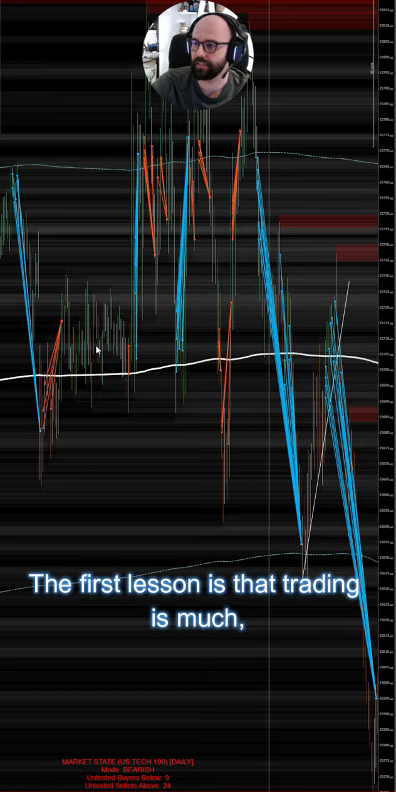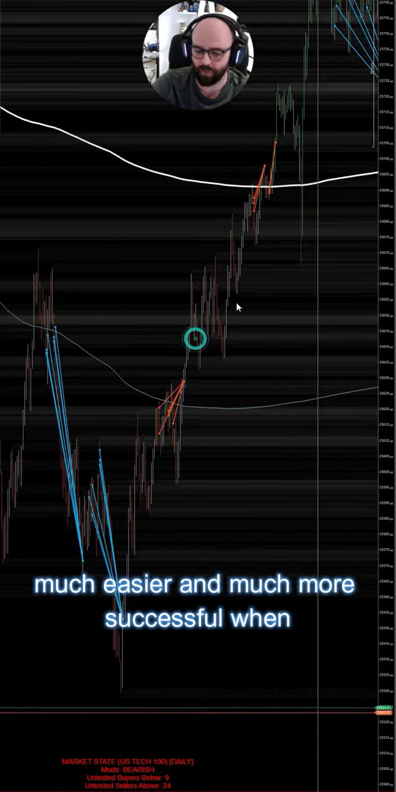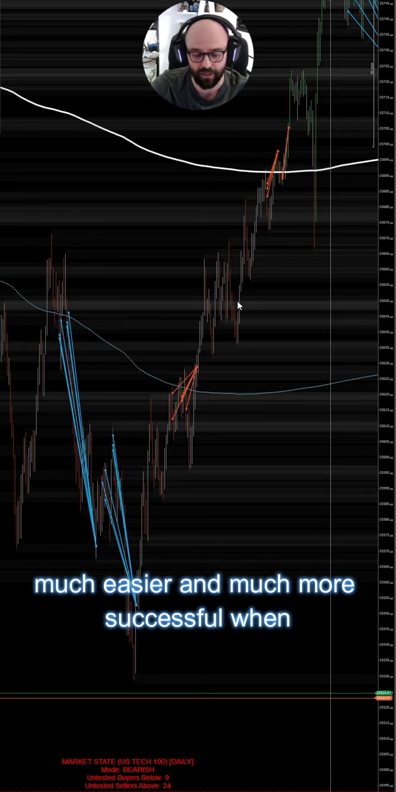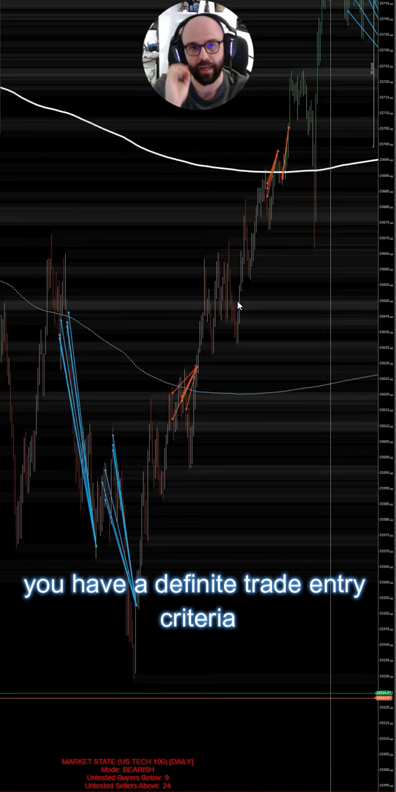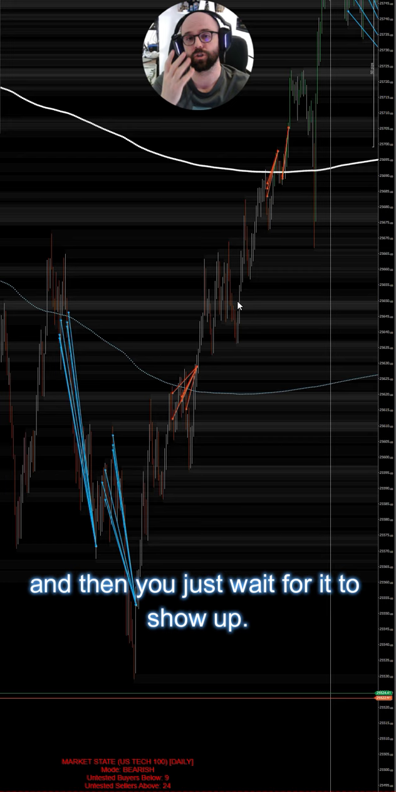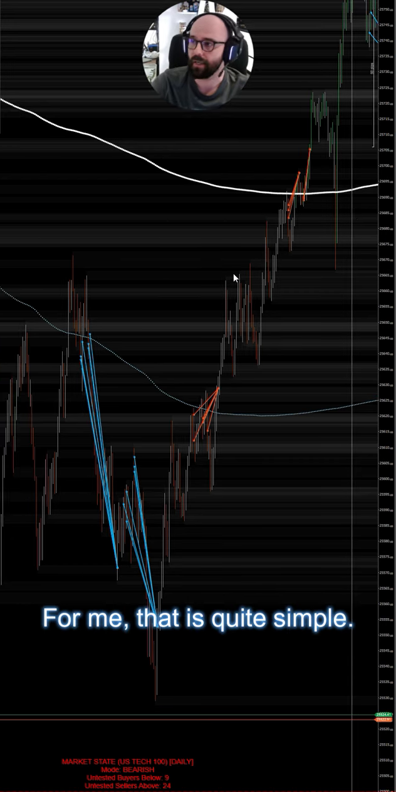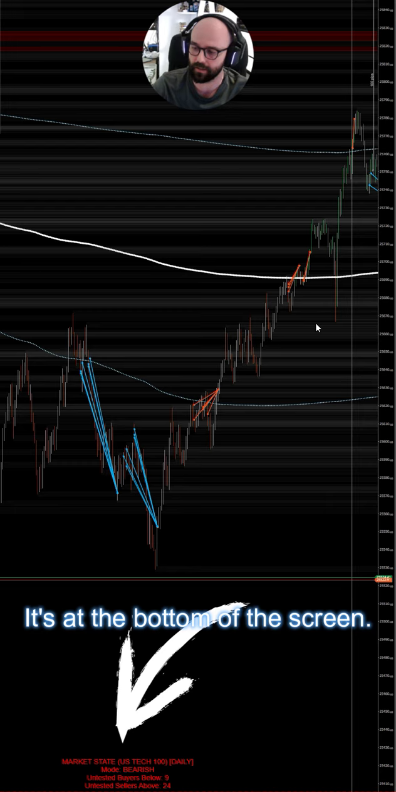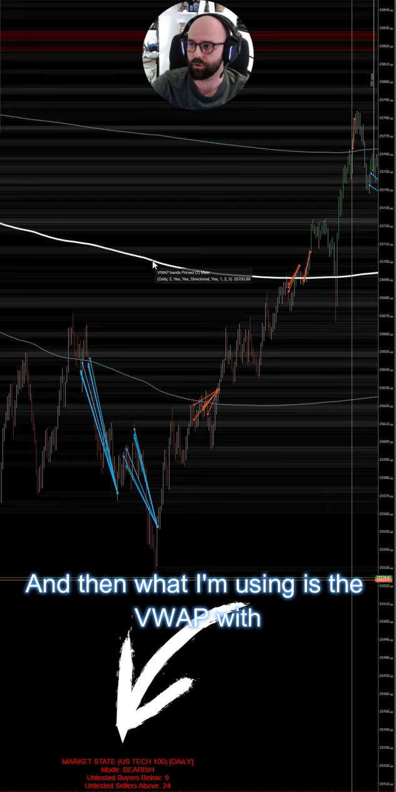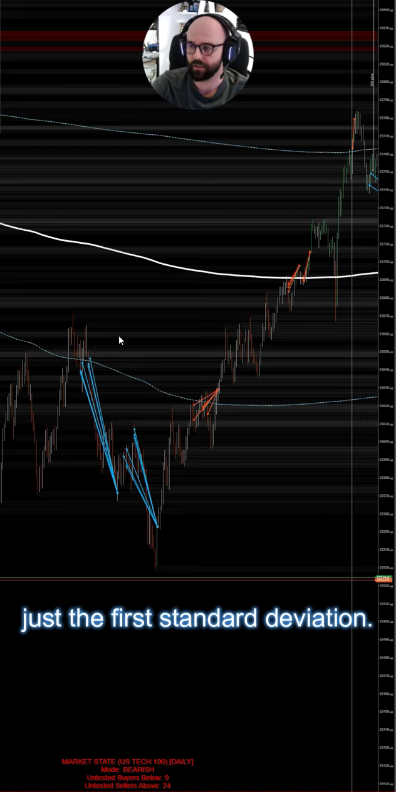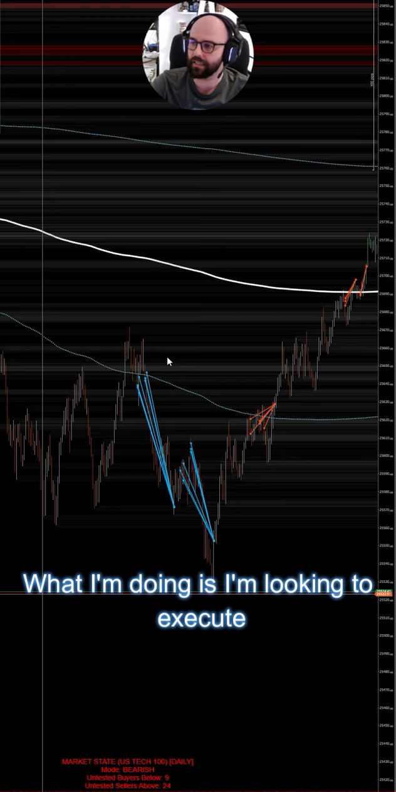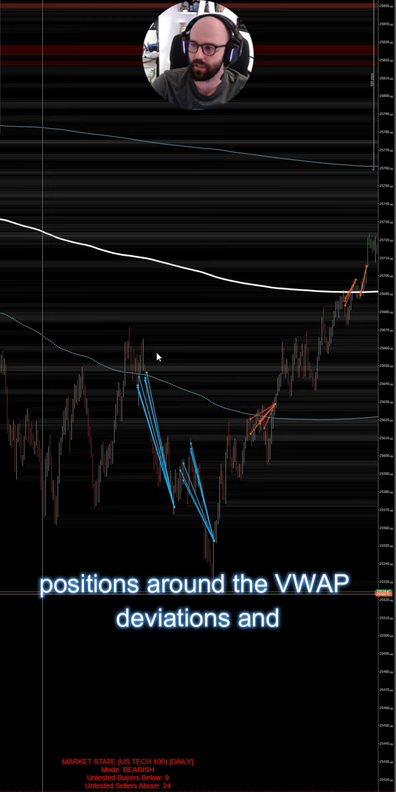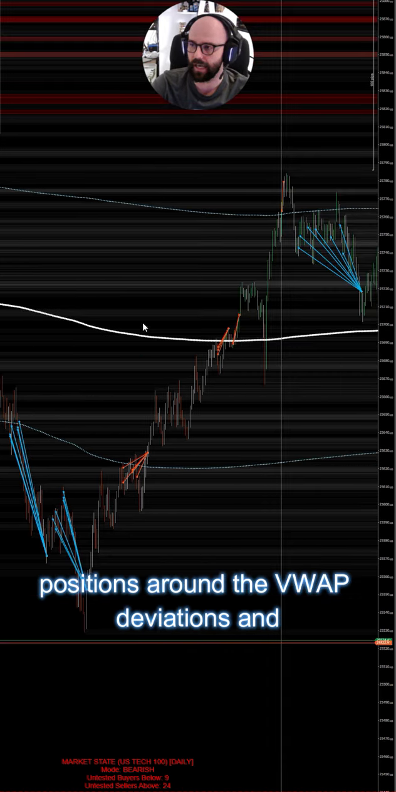The first lesson is that trading is much easier and much more successful when you have a definite trade entry criteria and then you just wait for it to show up. For me, that is quite simple. What I'm using is my custom market state indicator. It's at the bottom of the screen. And then what I'm using is the VWAP with just the first standard deviation. What I'm doing is I'm looking to execute positions around the VWAP deviations and the VWAP.